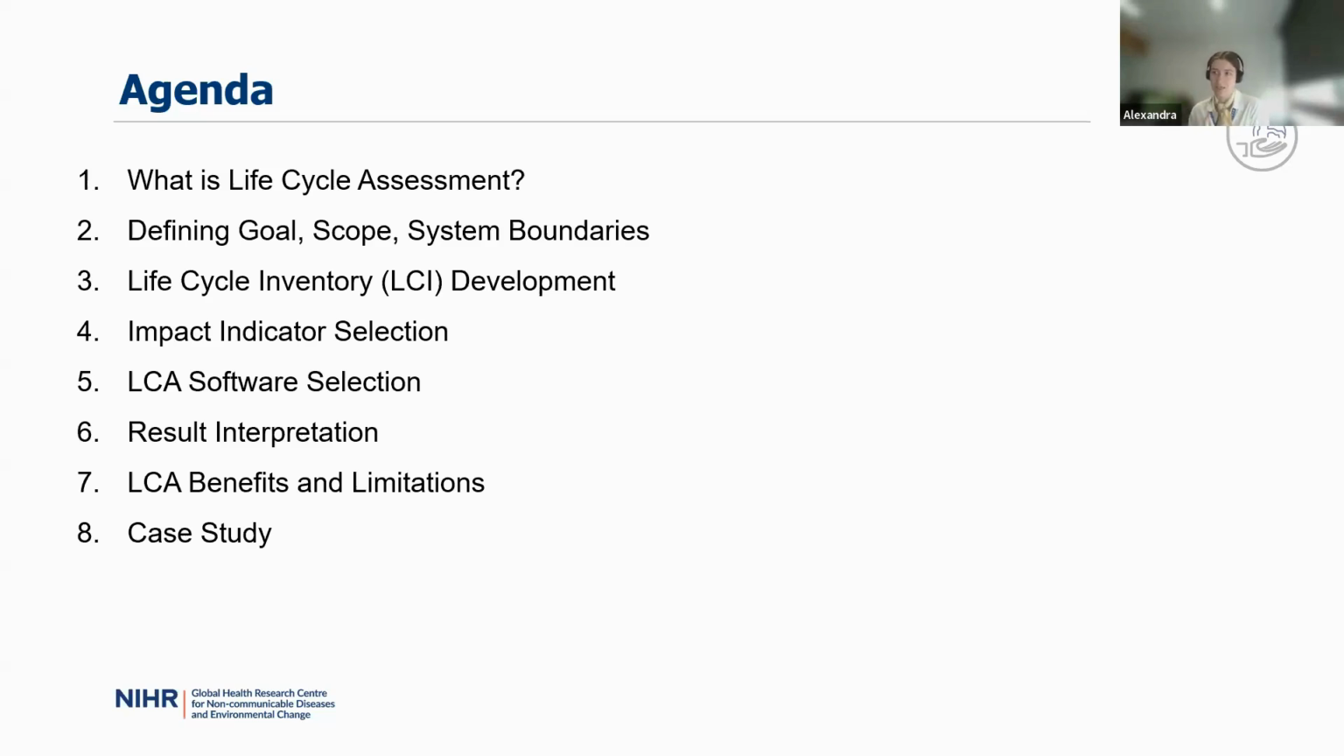Then we'll briefly discuss some different types of software, and then we'll go on to ways of how to interpret the results: what do we need to look at, what are things to watch out for, what are limitations when interpreting results. Then we'll discuss briefly what are the benefits and the limitations of LCAs, and what we should consider when looking at the results and when conducting this type of research.